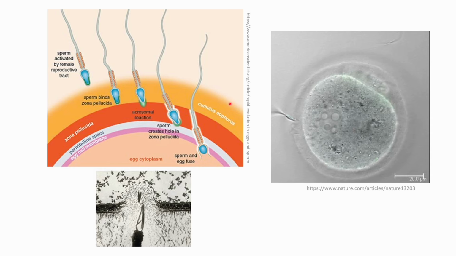Once binding of the receptors occurs, this triggers dissolution of the acrosomal membrane on the head of the sperm and release of acrosomal enzymes to clear a path through the protective zona pellucida. This is phase 2 of fertilization.